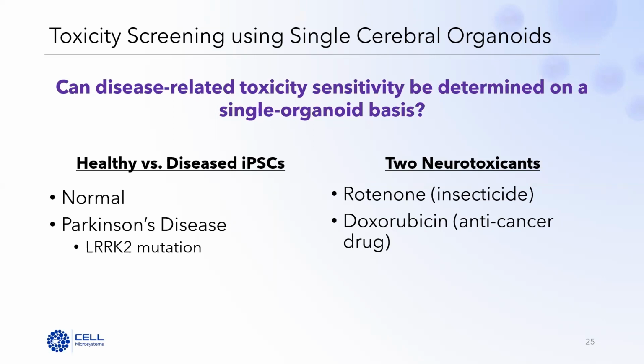These LRRK2 mutations have been previously shown to increase the sensitivity of the downstream neurons or organoids, both in vivo and also in vitro, to different neurotoxicants. Here we're using two different neurotoxicants. One is an insecticide, rotenone, and the other is an anti-cancer drug that's commonly used.